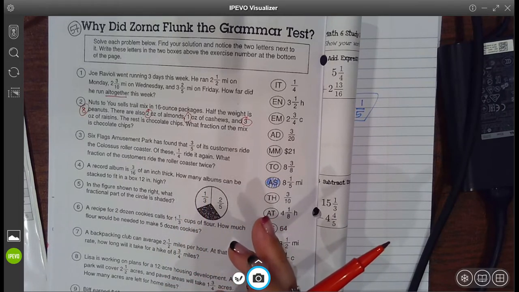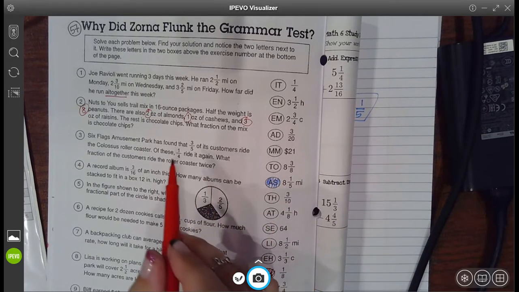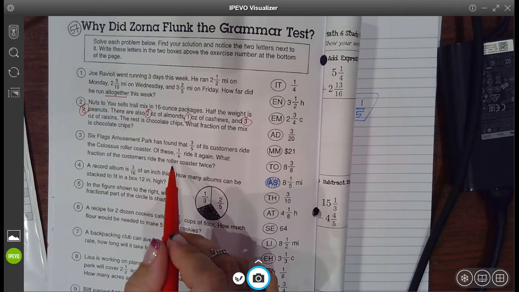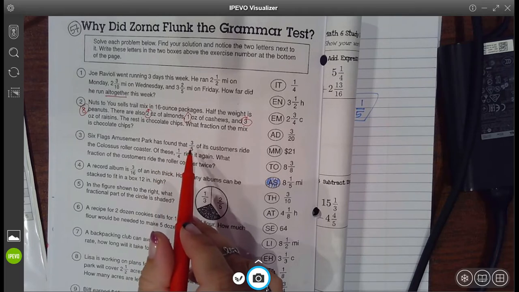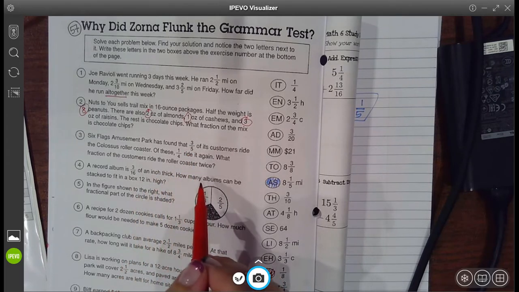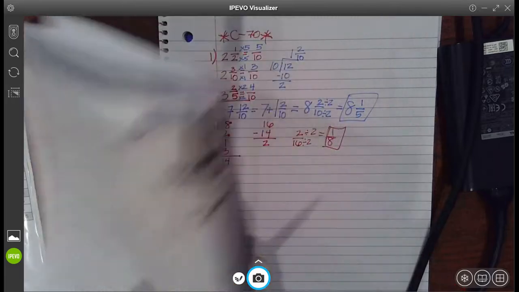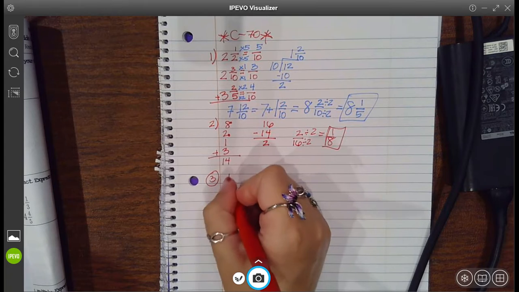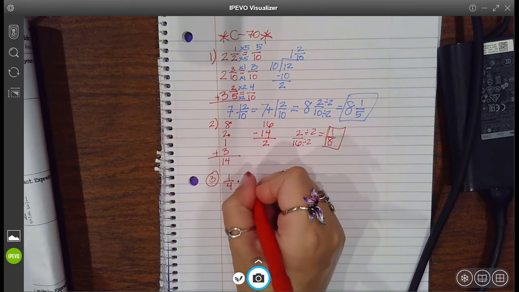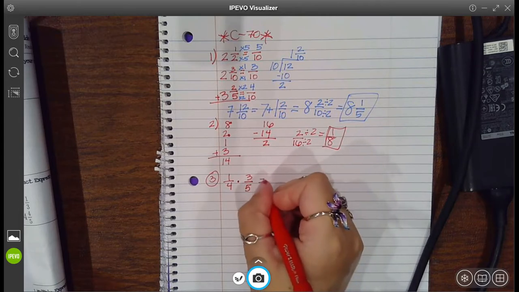Okay, so first of all, it's 1/4 of these. Well, who's of these? Of the customers that actually ride it again. So how many customers ride it twice? 1/4 of the amount of people that actually ride Colossus in the first place. So number 3 is 1/4 of the 3/5 of the people that actually ride Colossus ride it twice.